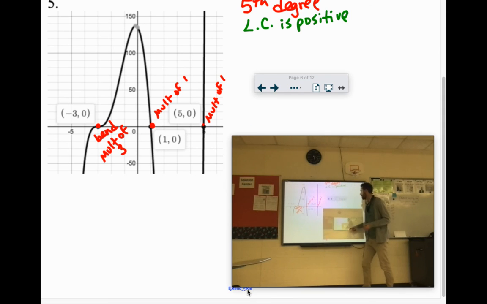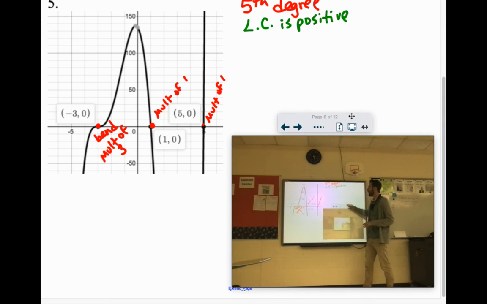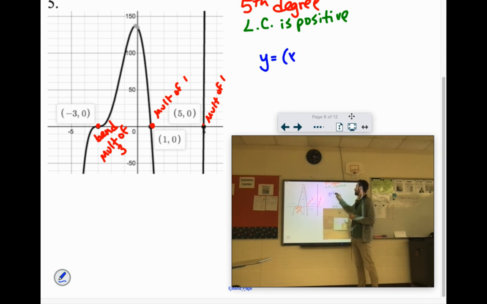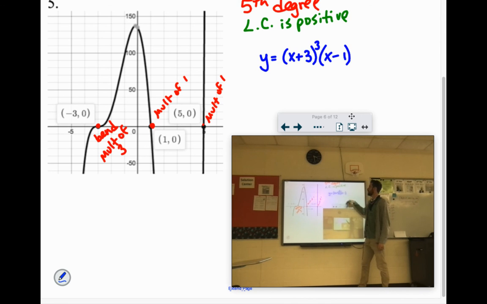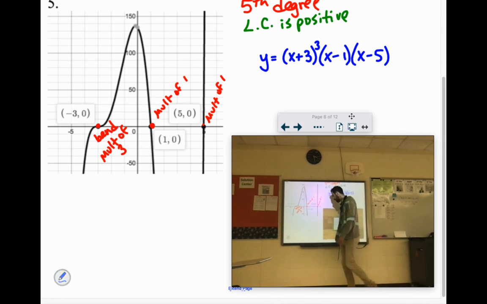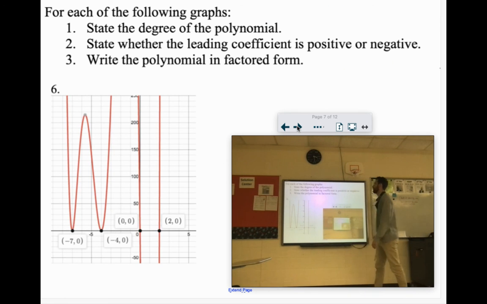Move down. Here we go. All right, so we've got the bend at negative 3. So initially, that would be written as x plus 3. But it's bending there, so it has a multiplicity of 3. Or it could have a multiplicity of 5, 7, 9. It could have an odd multiplicity. We're going to go with the simplest one, which would just be to the third power. It crosses at positive 1, so we're going to write that as x minus 1. And then it crosses again at 5, so that would be written as x minus 5. It just wanted it in factored form, so we're all done. We got one more of those.